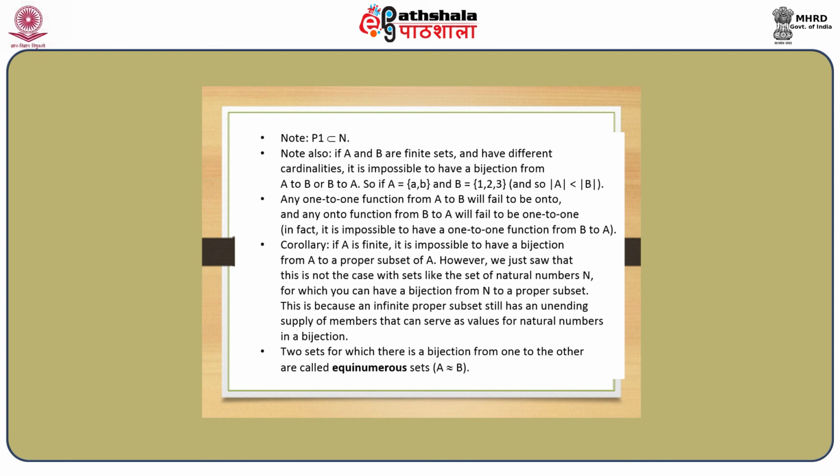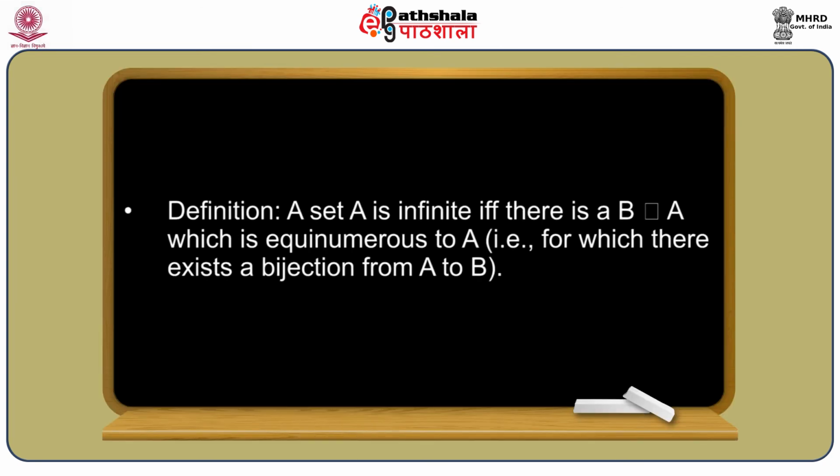Two sets for which there is a bijection from one to the other are called equinumerous sets. We write this as A ~ B. This fact is used in set theory to define what it means for a set to be infinite. Basically, we have the following definition. A set A is infinite if and only if there is a set B, which is a strict subset of A, which is equinumerous to A. That is, for which there exists a bijection from A to B.